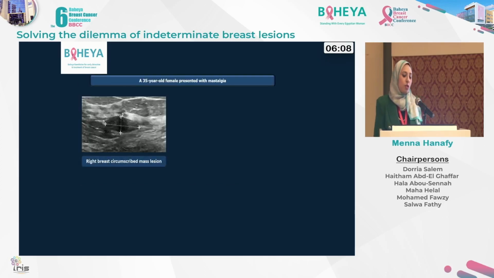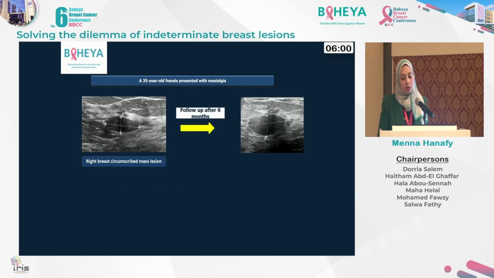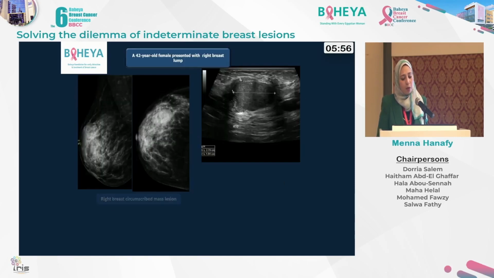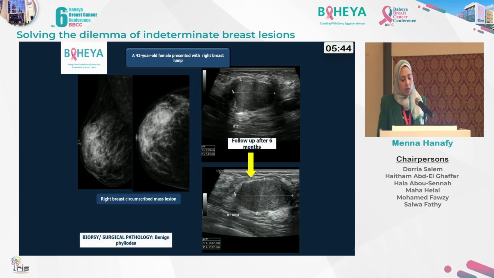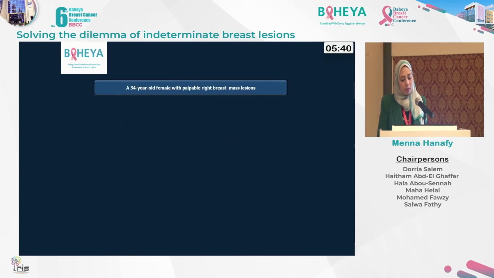Here, a 35-year-old female presented with mastalgia, and her ultrasound revealed a right breast circumscribed mass lesion. On follow-up, it showed an increase in size. Biopsy was performed and it was fibroadenoma with PASH. A 42-year-old female presented with a right breast lump. Her mammography and ultrasound revealed a right breast circumscribed mass lesion. On follow-up, it increased in size, and biopsy and surgical pathology showed benign phyllodes.